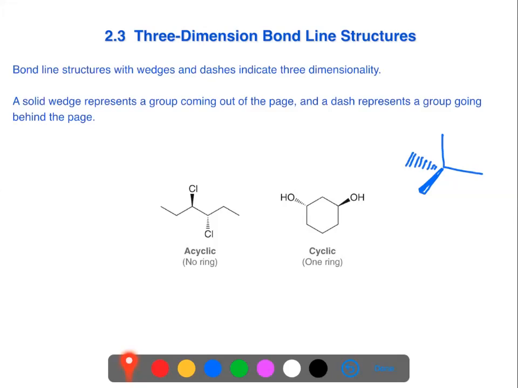We'll see more of this when we start to look at various organic compounds that have chiral centers and different isomers within ring systems.